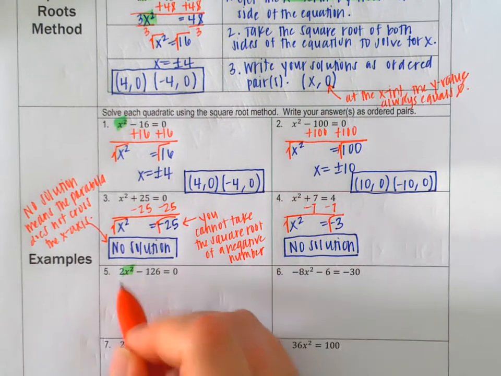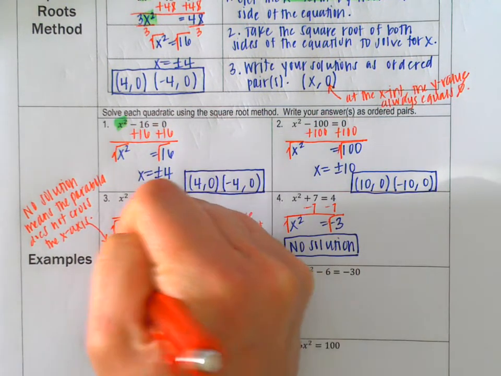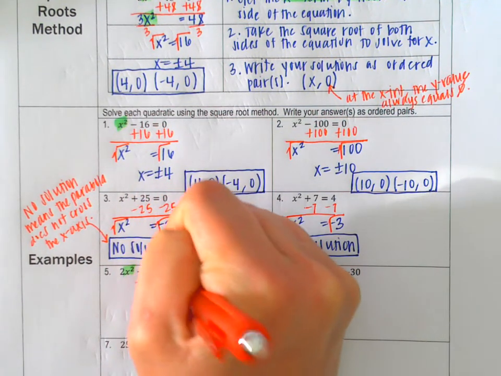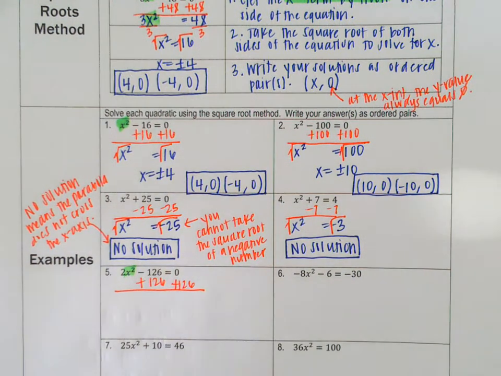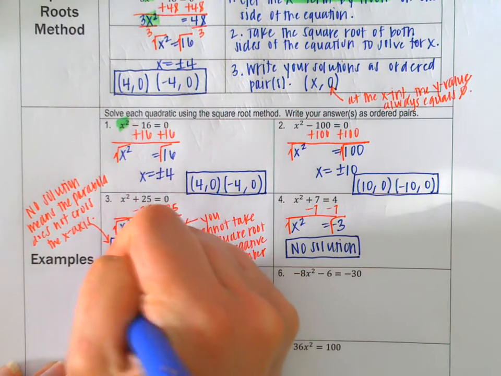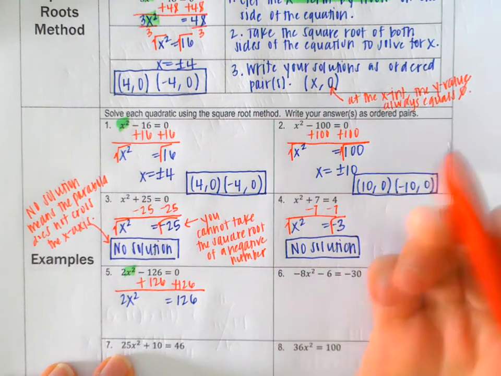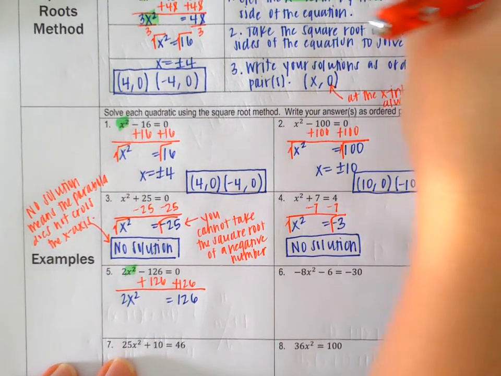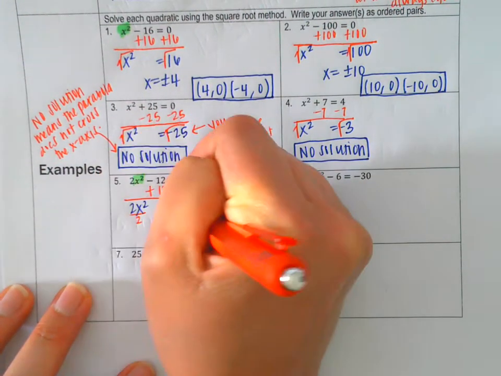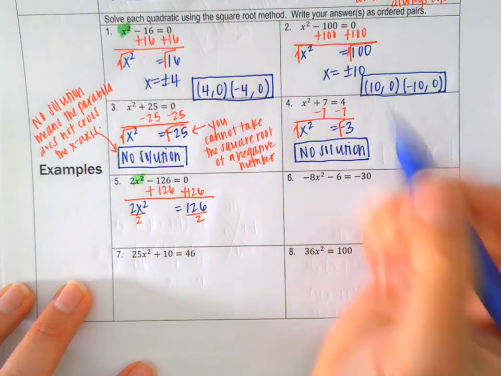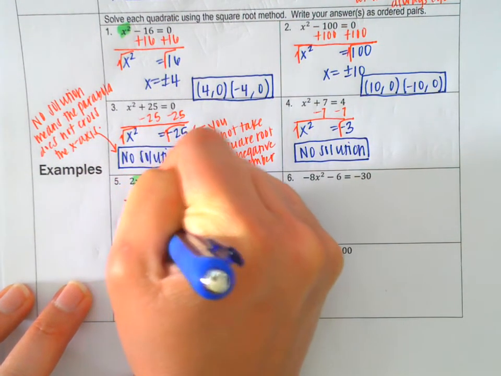So my first step is to undo any addition or subtraction. So I'm going to add 126 to both sides. And so I get 2x squared equals 126. Still got to get that x squared by itself. So that means I'm going to divide both sides by 2. And when I divide both sides by 2, I get x squared equals 63.